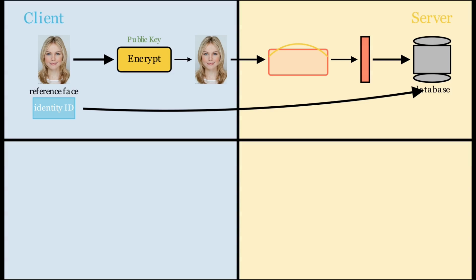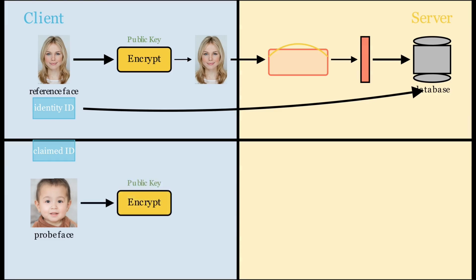We now move to the bottom half of our architectural diagram, representing the verification phase. Imagine it is now months, or even years, after the initial enrollment. The user is attempting to access a highly secure facility or unlock a digital vault. Operating once again within the trusted client environment, the local camera captures a fresh, live biometric reading, known as the probe face. Simultaneously, the user provides a claimed ID, asserting who they are supposed to be.